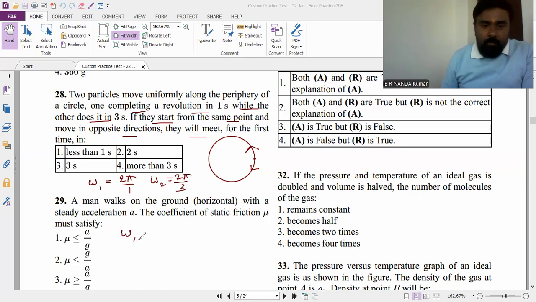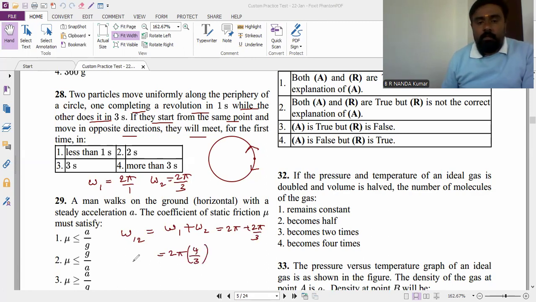So the relative velocity omega 1 minus omega 2, with a minus of minus because they are moving in opposite directions, is 2 pi plus 2 pi by 3. So 2 pi is taken as common: 1 plus 1 by 3, 3 plus 1 is 4, so 4 by 3. And this is 2 pi divided by t. So 2 pi cancels, and t is the time at which the two particles meet. So t is equal to 3 by 4. So this is less than 1 second. The right answer is the first option.